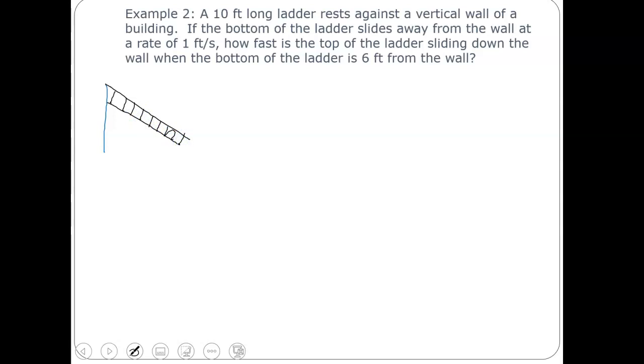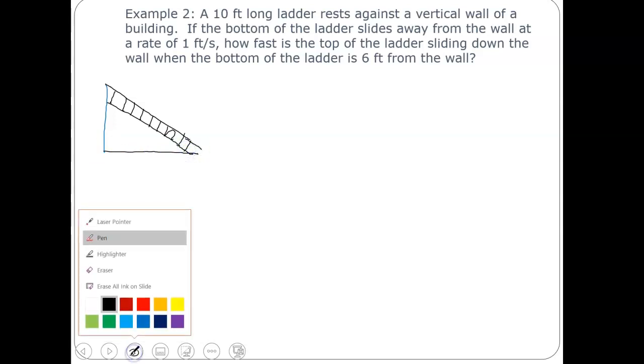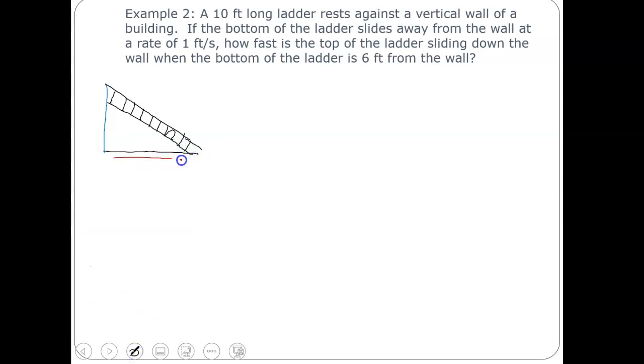If the bottom of the ladder is sliding away from the wall, so again, the ladder is on the ground, the ladder is moving away from the wall, so it's going this way, the top of the ladder is going that way. How fast is the top of the ladder sliding down the wall when the bottom of the ladder is 6 feet from the wall? So, oh my goodness, lots and lots of information.